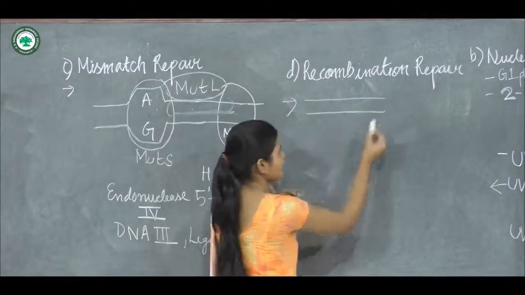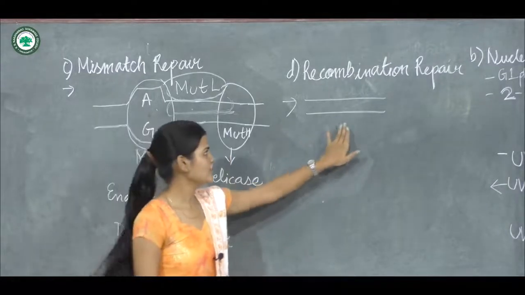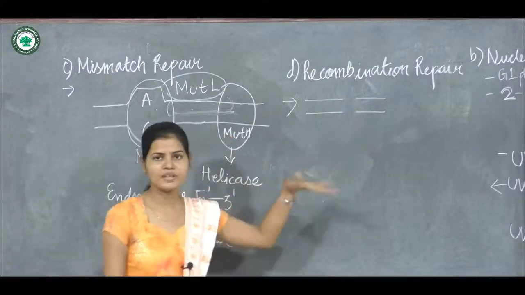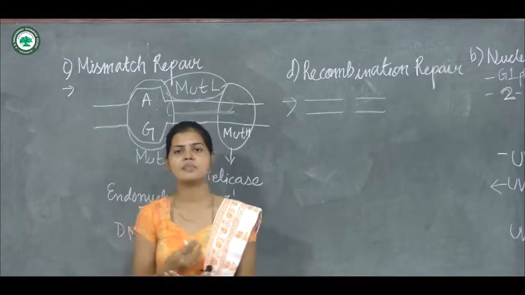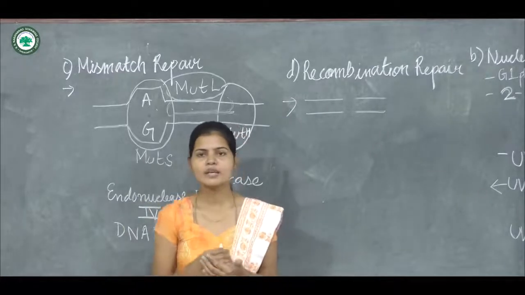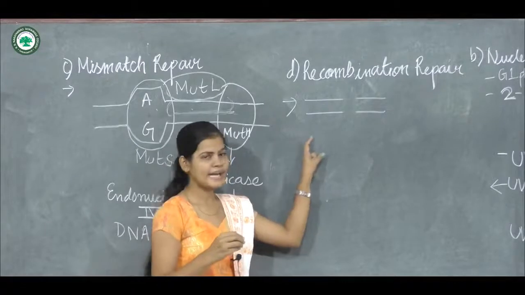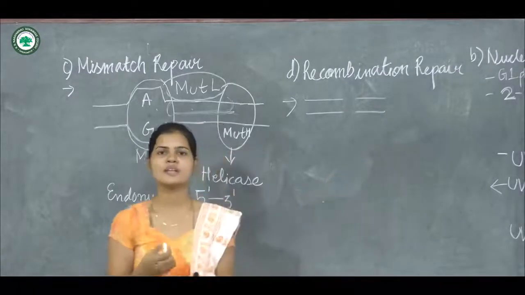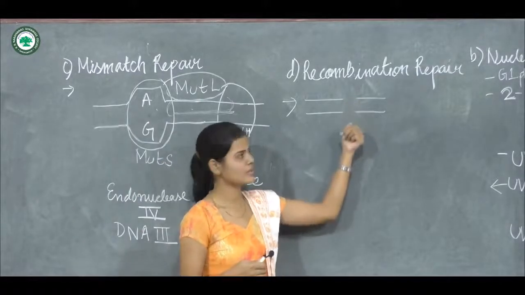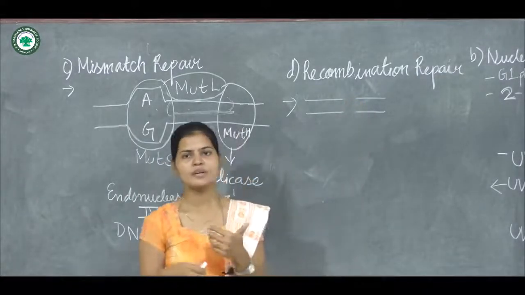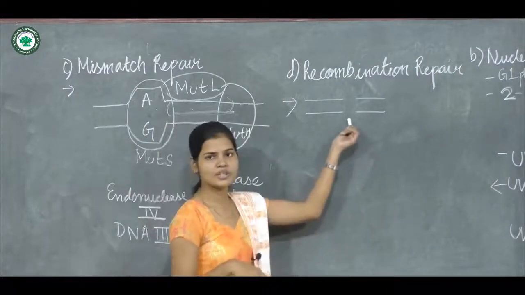Suppose this is the DNA. So during this recombination repair, there is extensive damage, and the damage may be present in both strands. So in that case, what will be happening? The repair machinery is going to work, and it will scan the entire DNA, and it will look for a sequence similar to the lost part of this DNA. And now a sequence will be copied and transferred to this region.